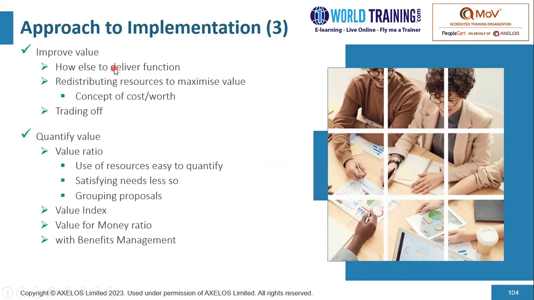Improving value is one of the key focuses of implementation. Some of the questions we might ask: is there a different way of delivering a function? How else to deliver a function? We redistribute resources to maximize value. We make the right trade-offs. And we quantify value by using value ratios. Use of resources is to quantify satisfying needs, grouping proposals, etc. Remember, we looked into an example of a value index and value for money ratio, and we could use it along with benefits management.